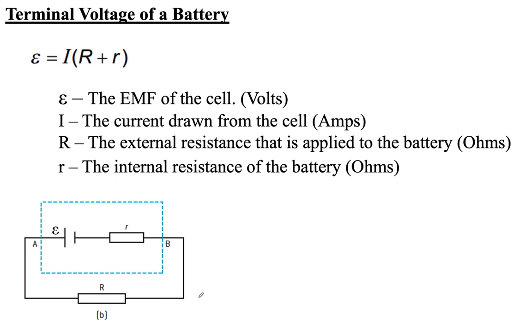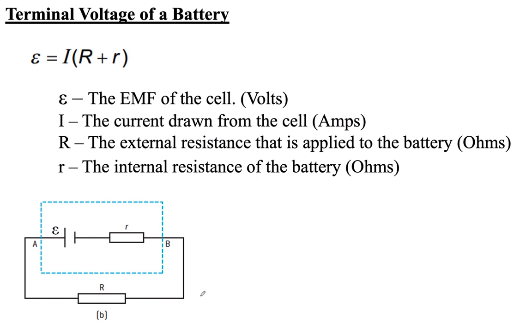Let's look at a simple model for a battery. Because there's this phenomenon: when you draw current from a real battery, the voltage actually drops across the terminal. And when we say the terminal voltage, we're talking about just the voltage you'd measure if you put the voltmeter right on the terminals of the battery.